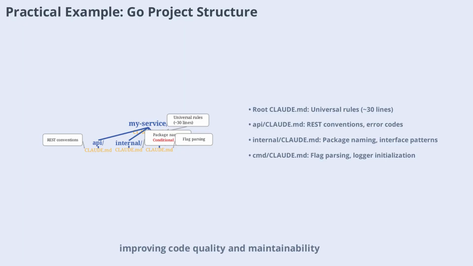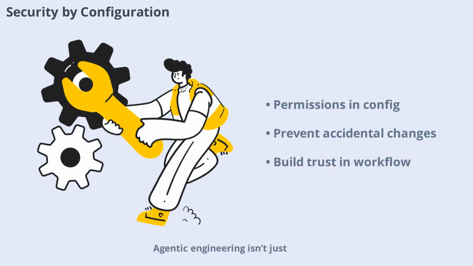Agentic engineering isn't just about efficiency, it's also about safety. By defining permissions and constraints in configuration, you prevent accidental file modifications, destructive actions, and context leaks. Specialized agents can be locked down to read-only or limited tool access, ensuring that even if you make a mistake in your prompt, the system enforces the rules. This approach builds trust and reliability into your workflow.